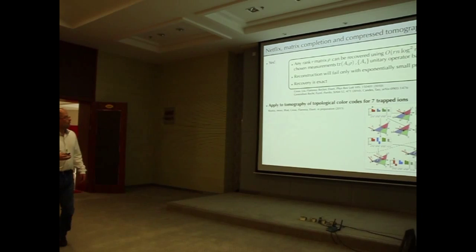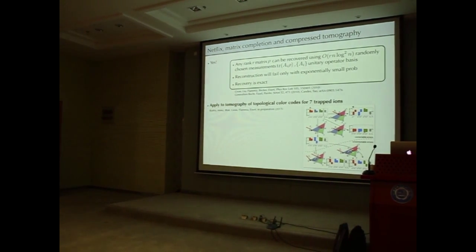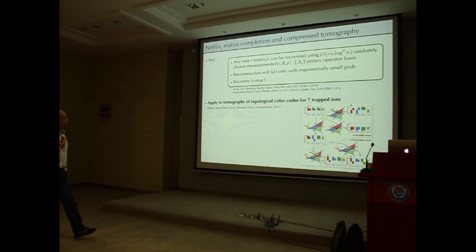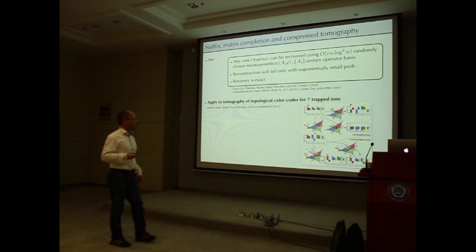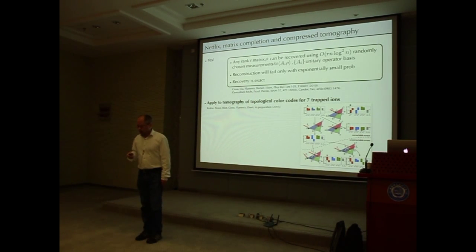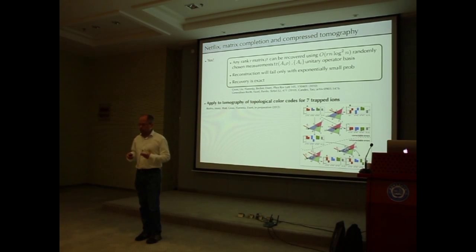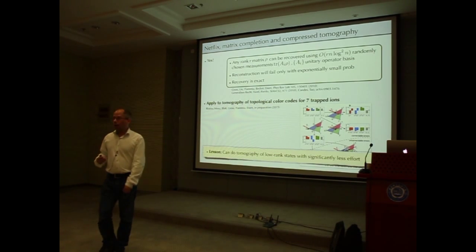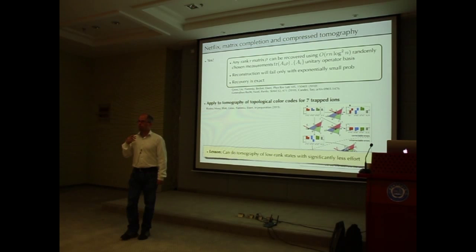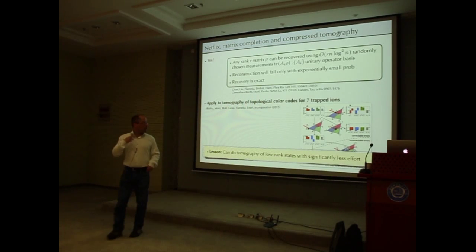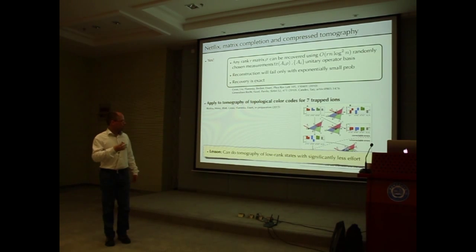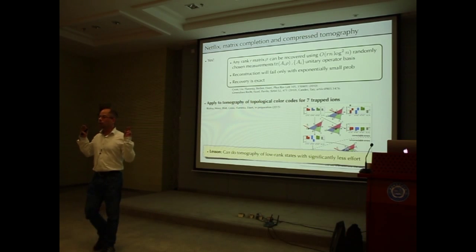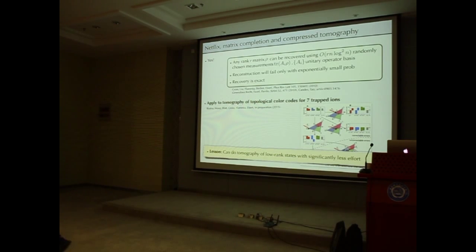We've also applied this with the Blatt group on the tomography of topological color codes for 7 trapped ions. So the lesson is, if you want to do tomography, really learning about an unknown quantum state, but which is approximately low rank, this can be done much more economically, with significantly less effort than naive full tomography. So this game goes further on.